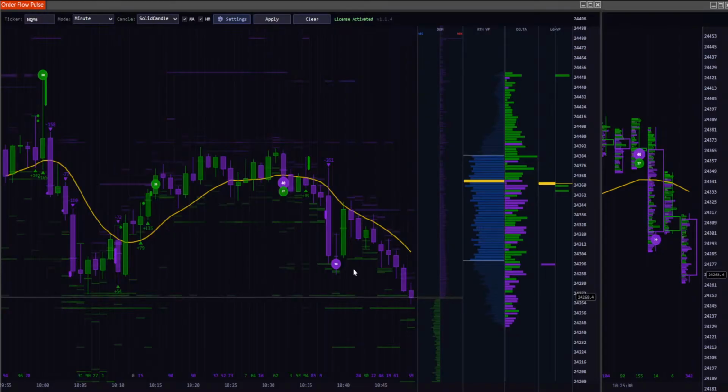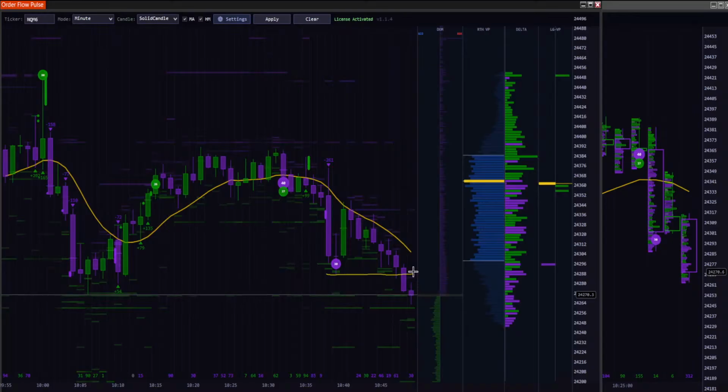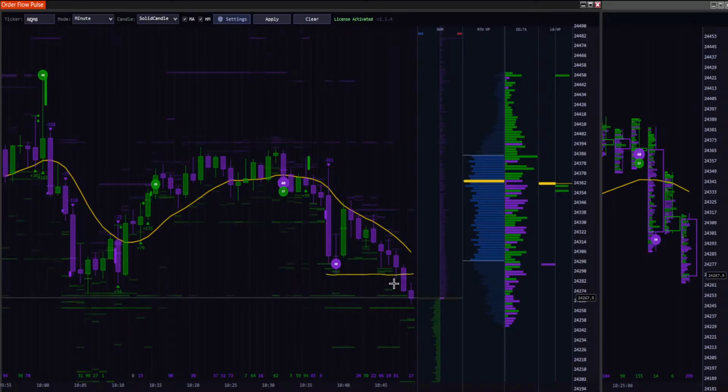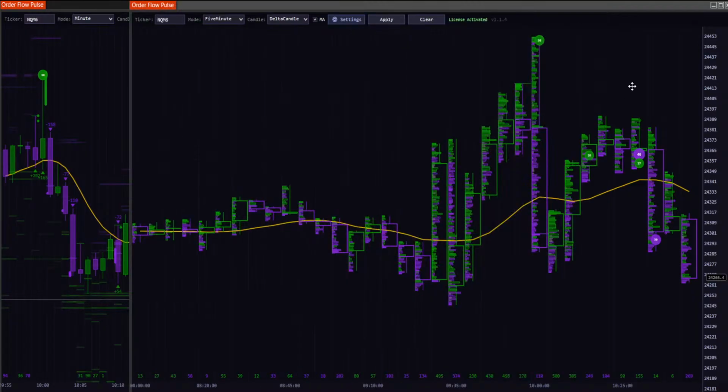All right, so why did I get in? Why did I get out? Well, for one thing, I got in on the break of this area right here. The moving average is sloping down. I got in on the break of that area, and I was thinking we could possibly come down here, test that, and then come here and test that area. So I got in mainly because the moving average is sloping downwards.